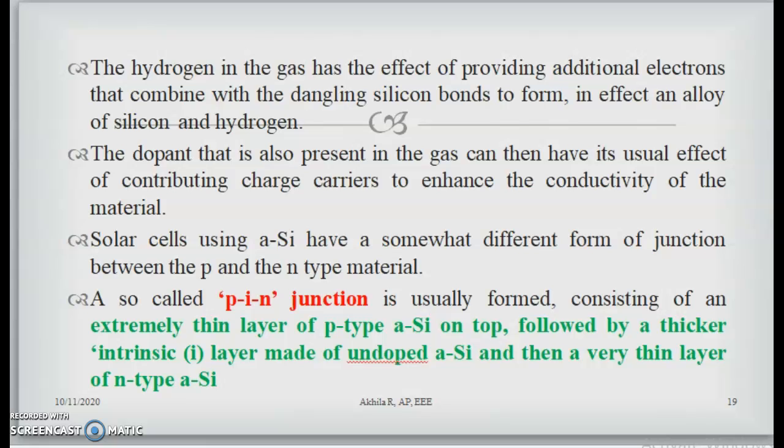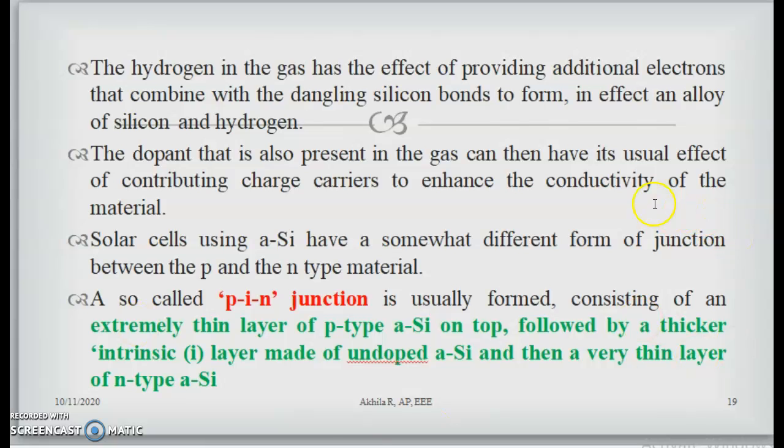The solar cells which use amorphous silicon have a different form of junction between the p and n-type material. Usual silicon has a p-n junction, that is a p-type and n-type, but the amorphous silicon is going to have a p-i-n junction, where you have an extremely thin layer of p-type amorphous silicon on the top, followed by a thicker intrinsic layer which is made of undoped amorphous silicon, and then a very thin layer of n-type amorphous silicon. The intrinsic layer is undoped amorphous silicon because both the top layer as well as the bottom layer have silane gas present in them along with boron.